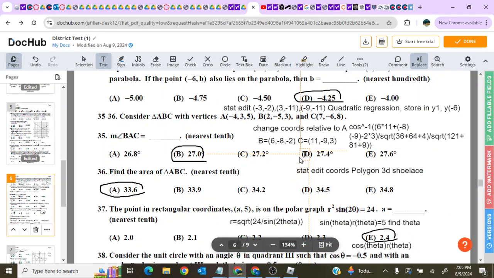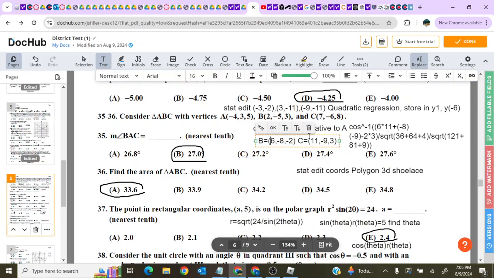I'm good. If you do that, then you do the dot product of this stuff. So 6 times 11 plus -8 times -9 plus -2 times 3. And then you divide it by the Pythagorean of these three vectors. So 6 squared plus 8 squared plus 2 squared, and divide it by the same thing for C, 11 squared plus 9 squared plus 3 squared. Take the cosine inverse of that, and you'll get an angle of 27 degrees.